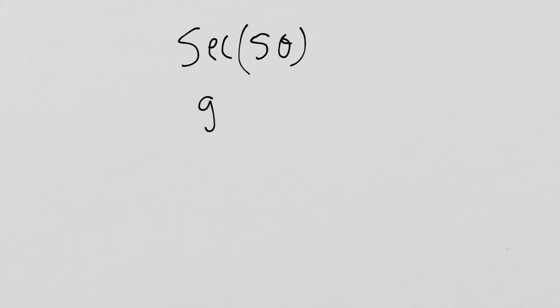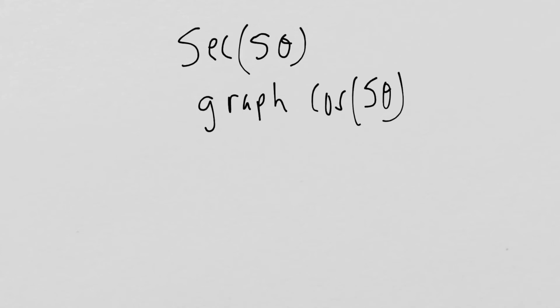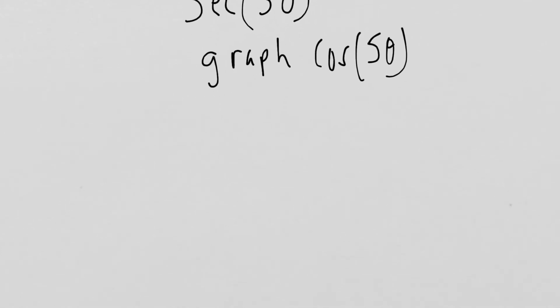So if we wanted to do any kind of secant graph, like let's say I wanted to do secant of 5 theta, what I could do is graph cosine of 5 theta first, and then use that to graph secant. So let's graph cosine of 5 theta, some good graphing practice.